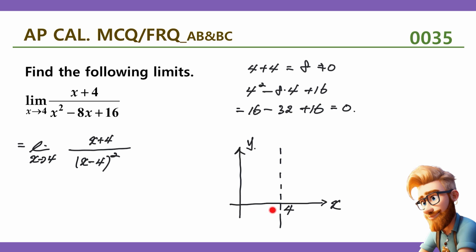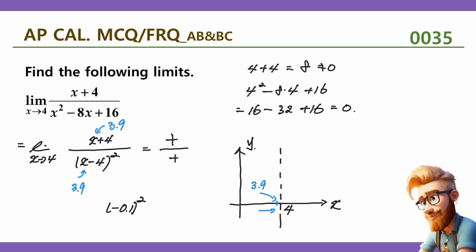right? Also, as x approaches 4 from the right-hand side, the function approaches either positive infinity or negative infinity, right? So we're going to test this. Let x be, as x approaches 4 from the left-hand side, let's say 3.9. If x is 3.9, the numerator is 7.9, right? It's positive. Denominator, 3.9 minus 4, that's negative 0.1, but it's squared. We have a square here. That's positive also, right?